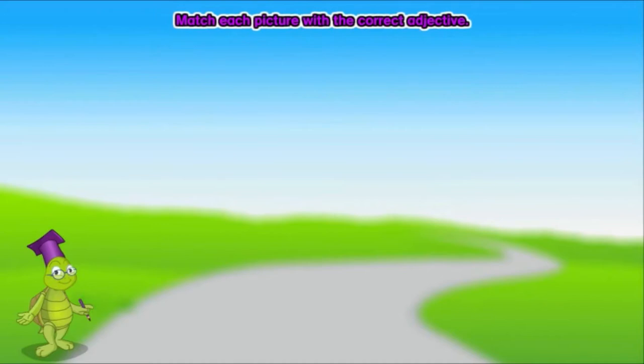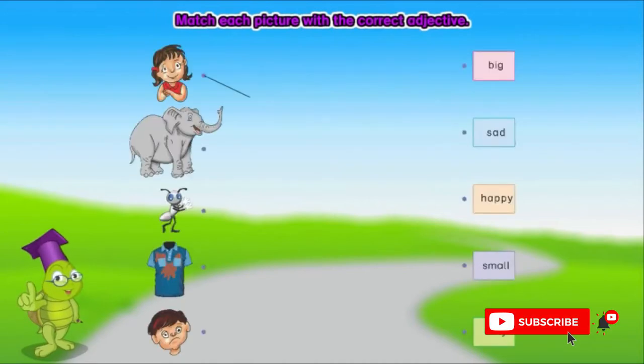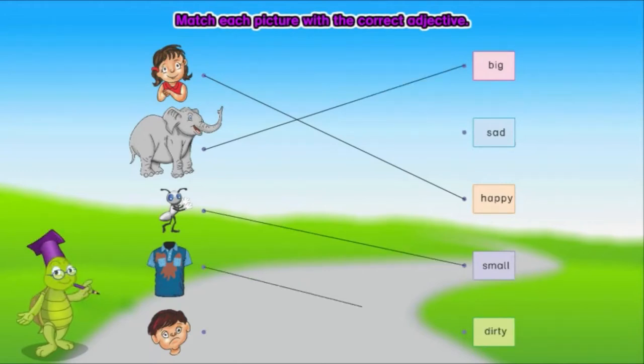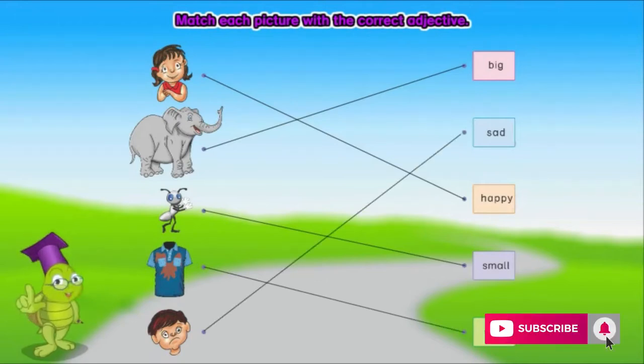Match each picture with the correct adjective. Girl, happy. Elephant, big. Aunt, small. Shirt, dirty. Boy, sad.